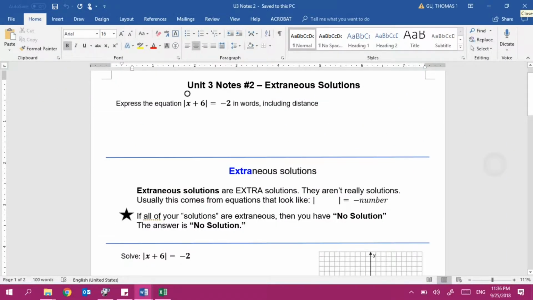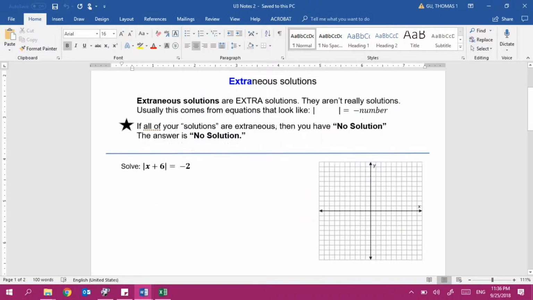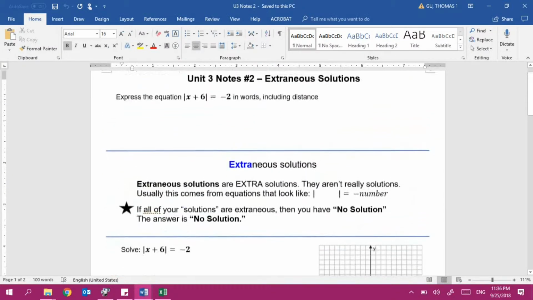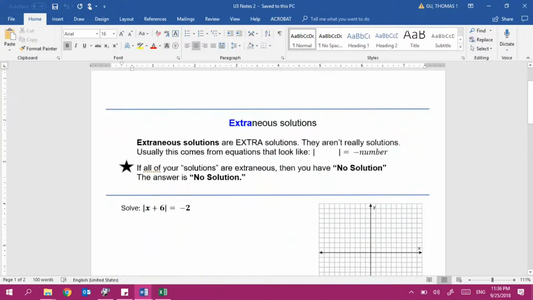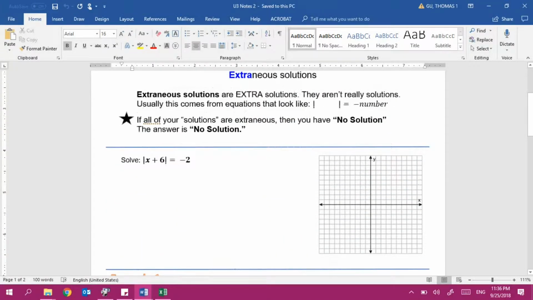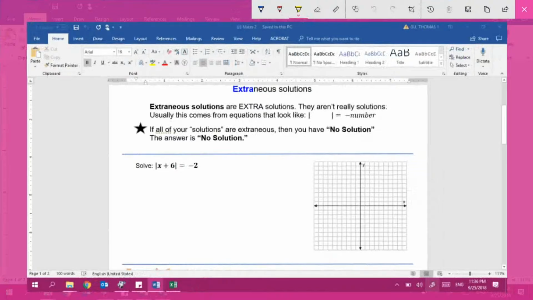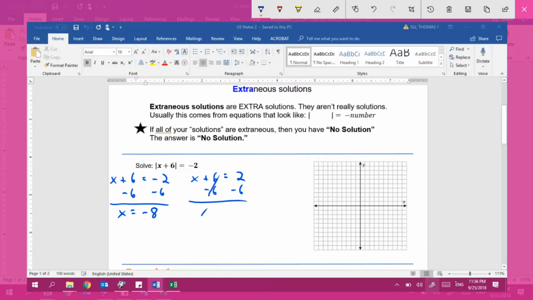So let's take a look at some examples then. First we have, this is the exact same thing we just did up here. Look, absolute value of x plus 6 equals -2. But this time we're going to solve it. So remember, we're going to set up two equations, one positive, one negative. We've got x plus 6 equals -2, and then x plus 6 equals +2. All right, let's solve. Subtract 6 from both sides, and then we have x equals -8. Over here, subtract 6 from both sides. x equals 2 minus 6, which is -4.